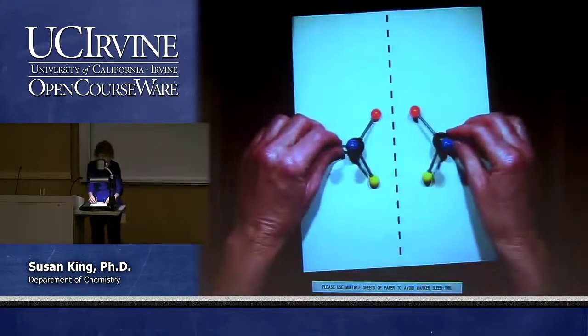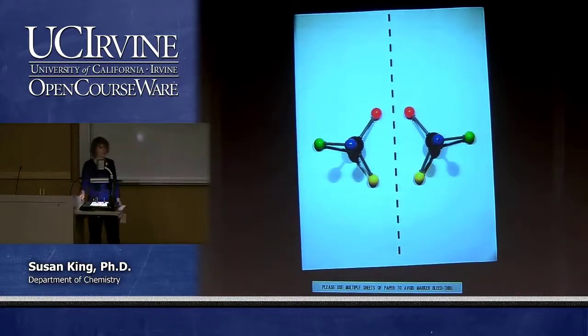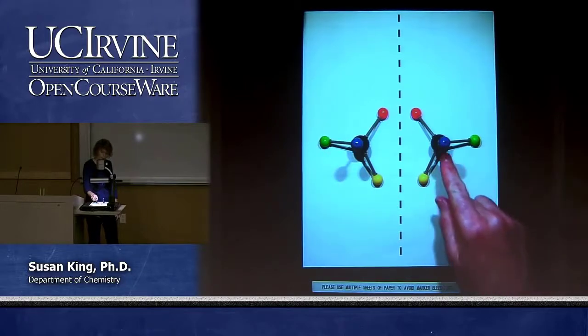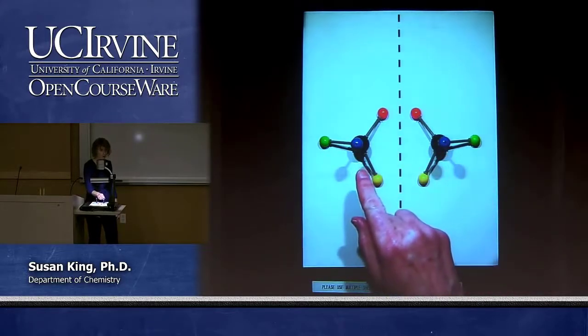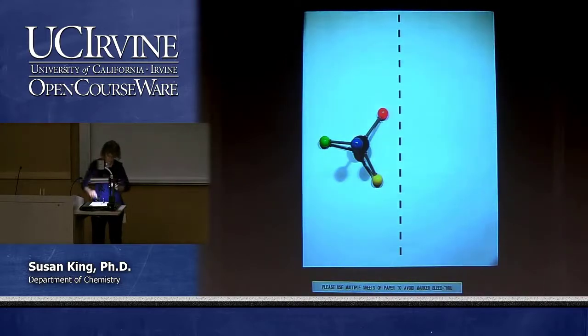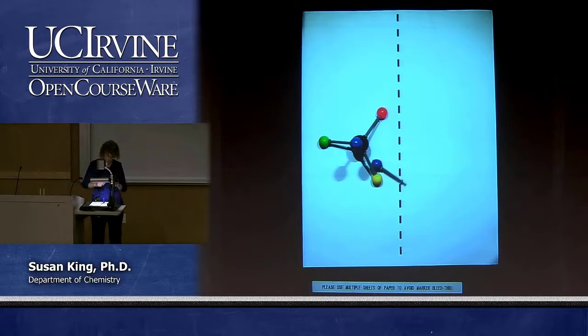Let's put them back as mirror images. They're mirror images that are not superimposable, so they're chiral. Each one is chiral. In order for me to change this molecule to this one, I have to switch 2 groups. This time I'm going to pay more attention. I have to take 2 bonds out and switch them.